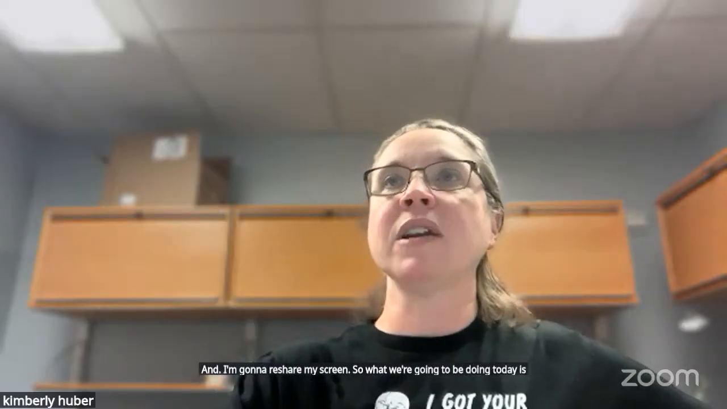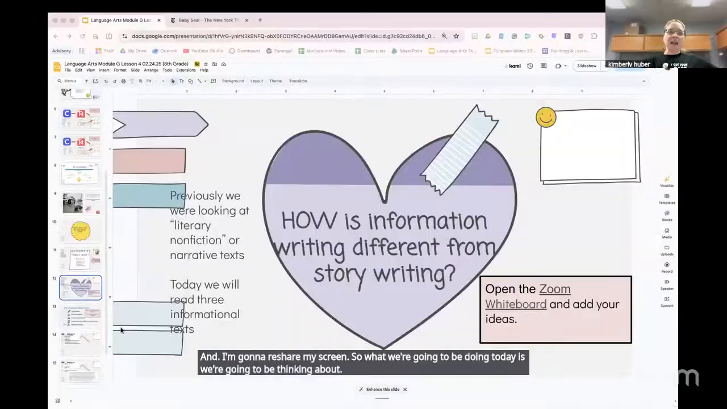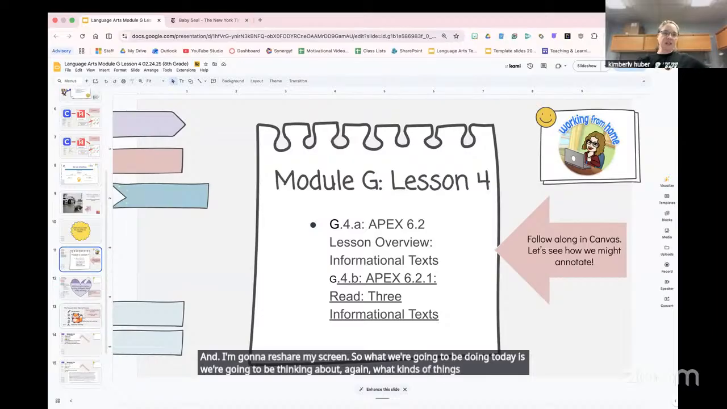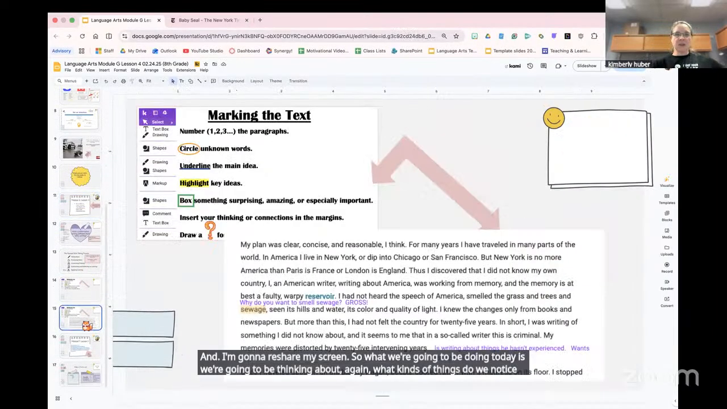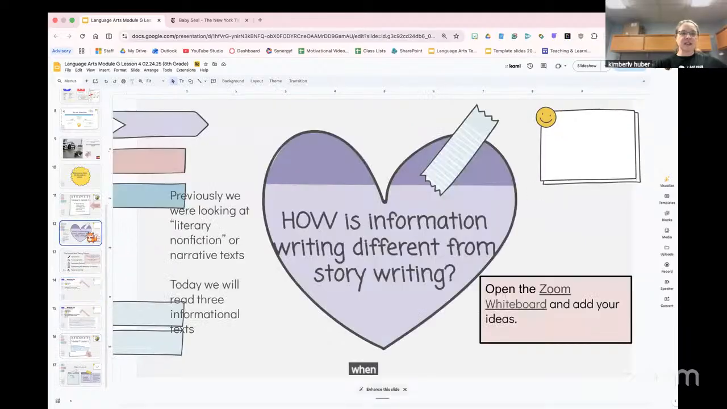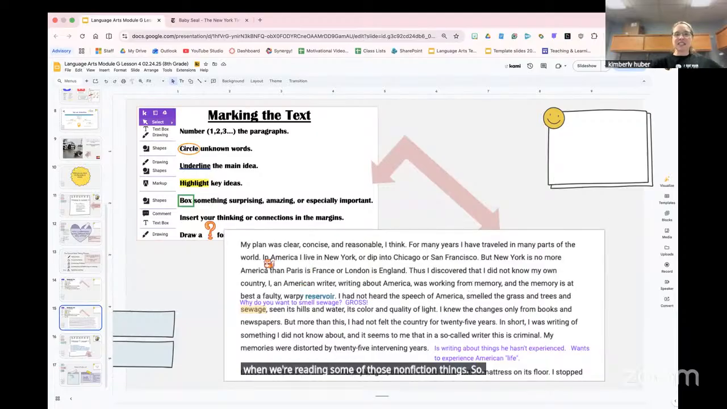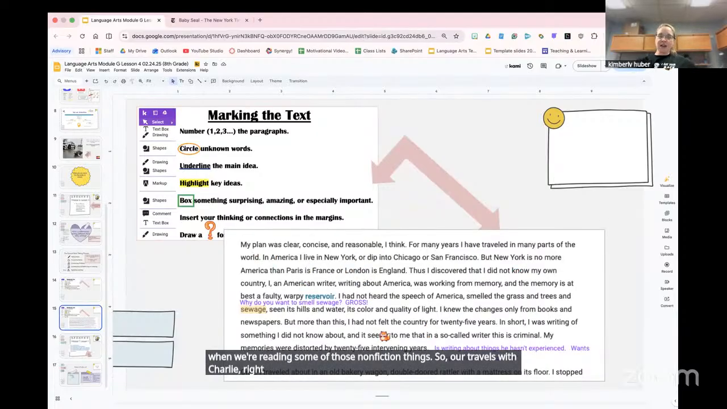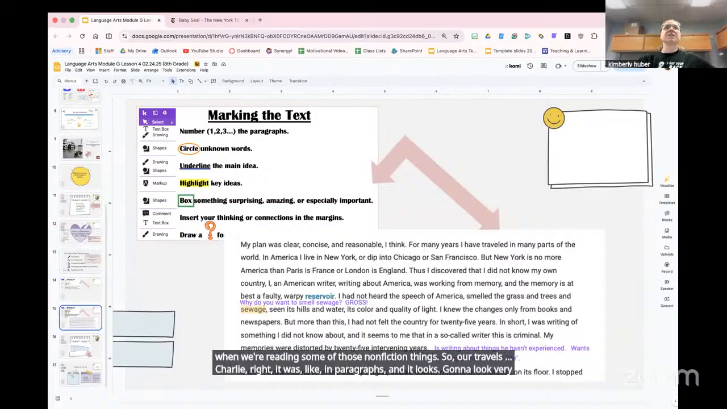So what we're gonna be doing today is thinking about, again, what kinds of things we notice when we're reading some of those nonfiction things. So our Travels with Charlie, right? It was like in paragraphs. And it's gonna look very different than our things from today. So let me go open our one from today.